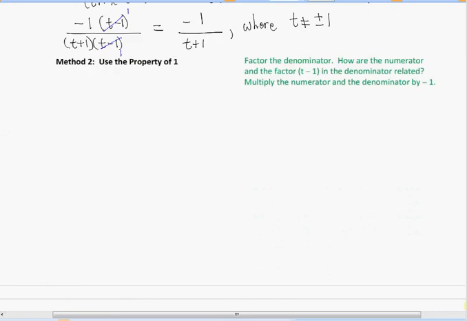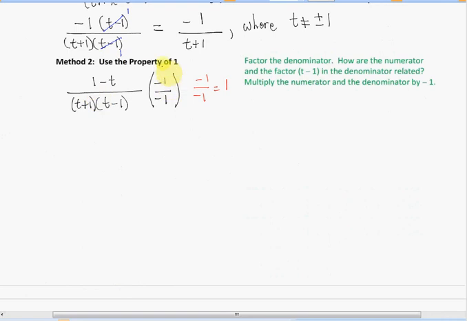Okay, our second method is to use the property of 1. What that means is you want to take the original expression, and we'll take the factored form because we've already done it. Okay, so we've got 1 minus t over t plus 1 times t minus 1. And all we want to do is multiply the numerator and the denominator by negative 1 over negative 1. Okay, and we can do that because the value of negative 1 over negative 1 equals 1, right? Anything divided by itself is 1. So we're really just multiplying by 1 and not changing the expression.